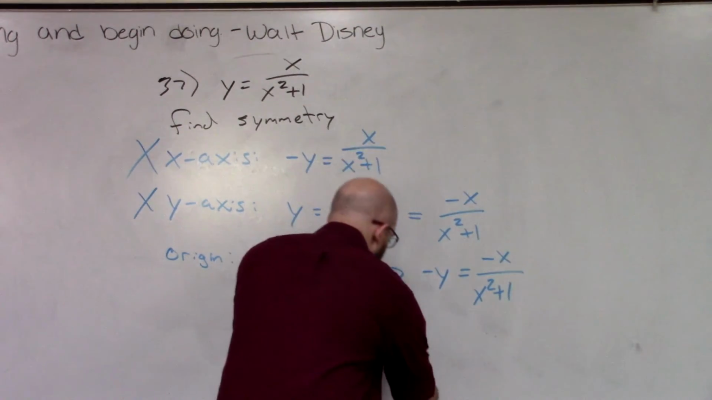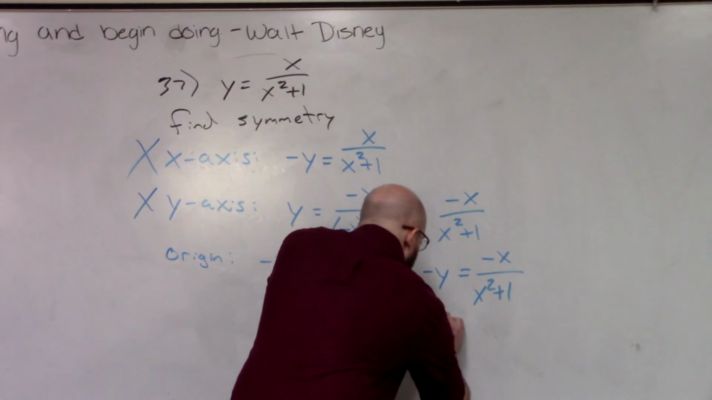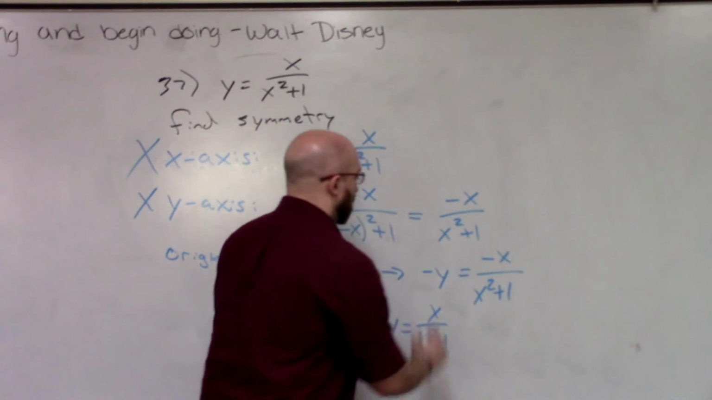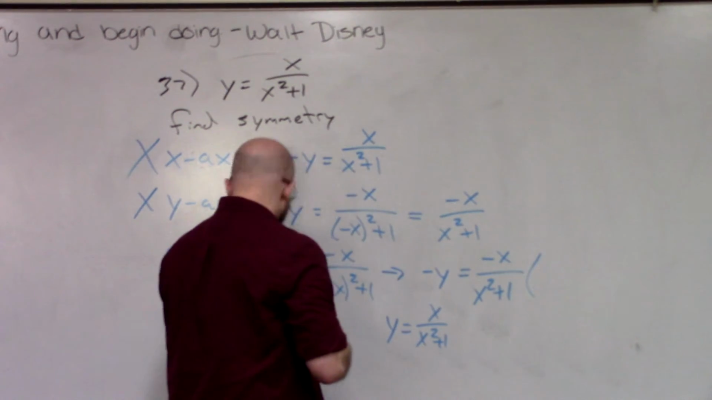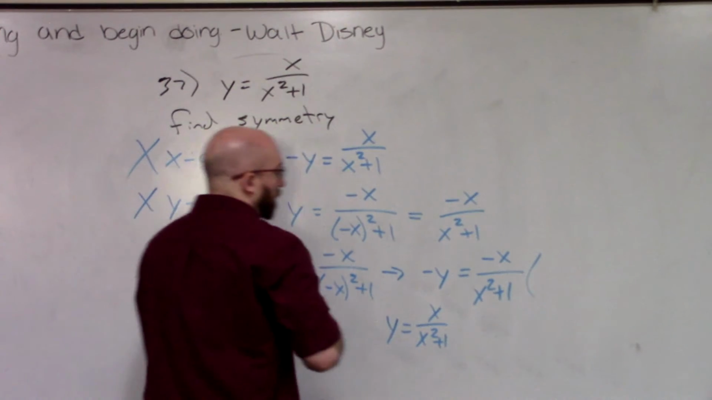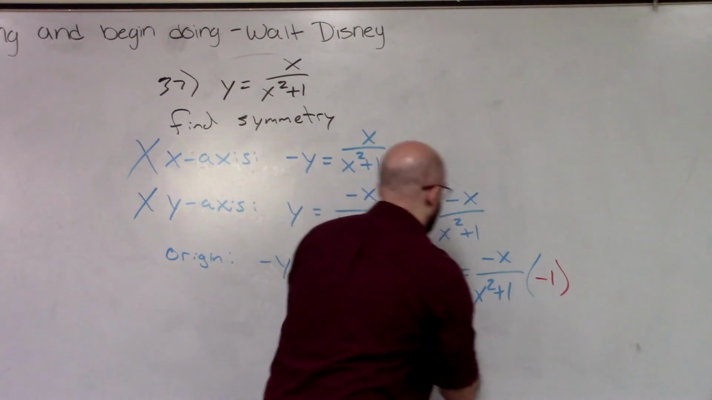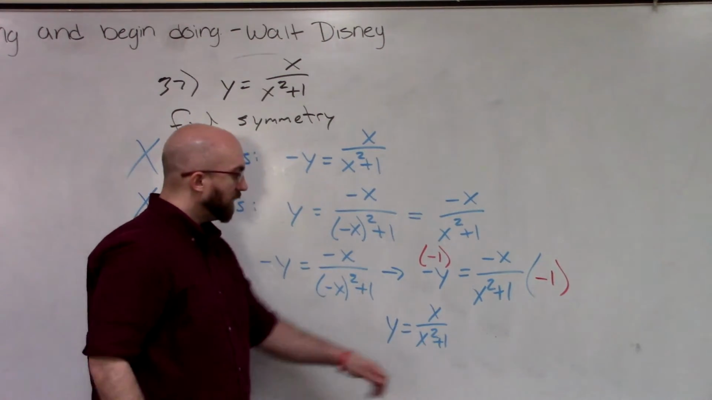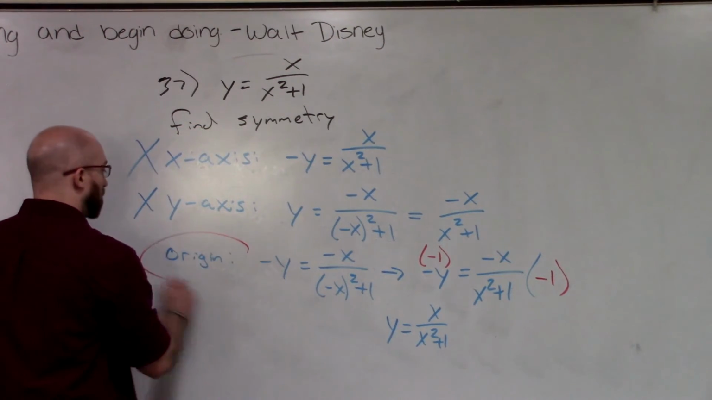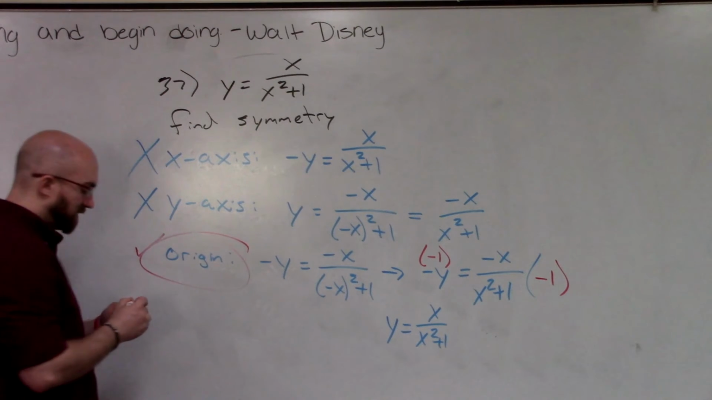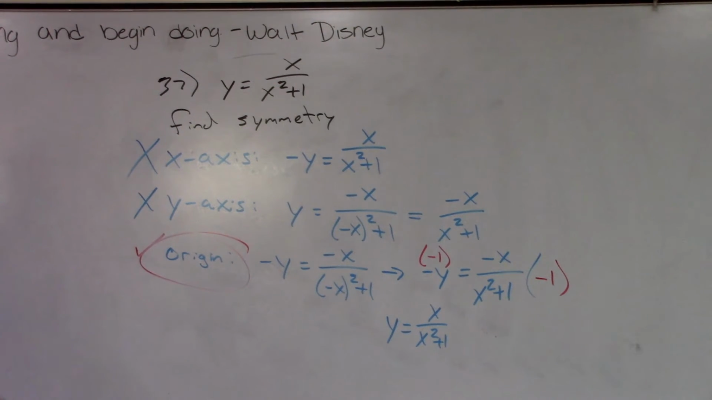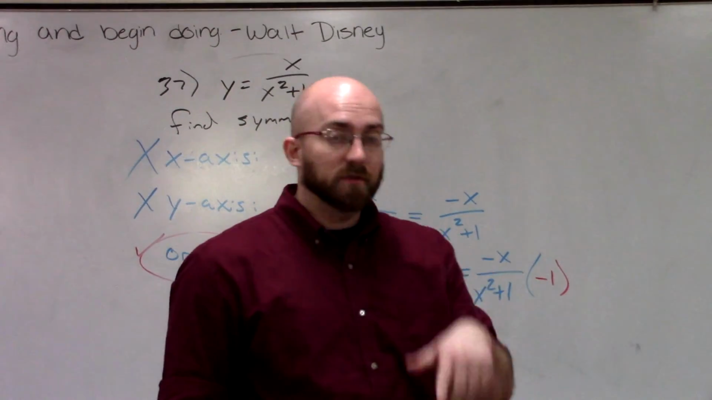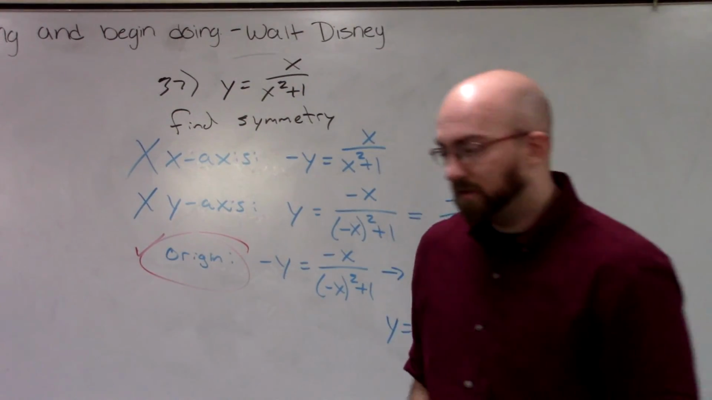So this becomes y equals x squared plus 1, because what we did, and I'll write it in different colors so it stands out, we multiplied by negative 1. And they cancel out, and we get the same thing, so this one works. And that's our answer, okay? Symmetry is kind of confusing, I agree. But I think with practice and doing it over and over again, it kind of makes sense.